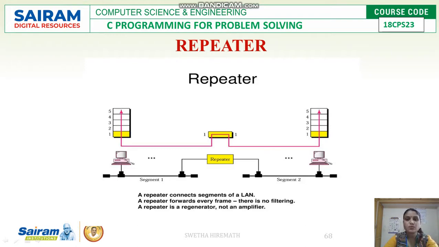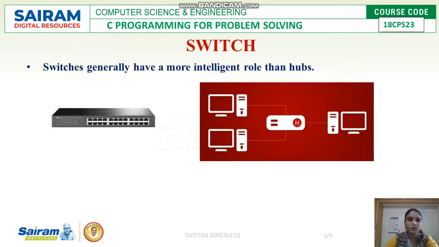There is no filtering. That is, whatever is sent from one computer system will be sent to the other computer system without filtering, or without taking a decision of what has to be sent and what not has to be sent over a network. A repeater is a regenerator, not an amplifier. Amplifier means it will judge which data has to be sent. But here it is just a regenerator. It will pass whatever information it receives, everything it will forward over a network.